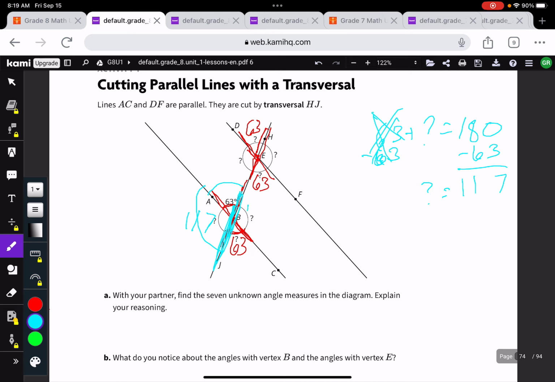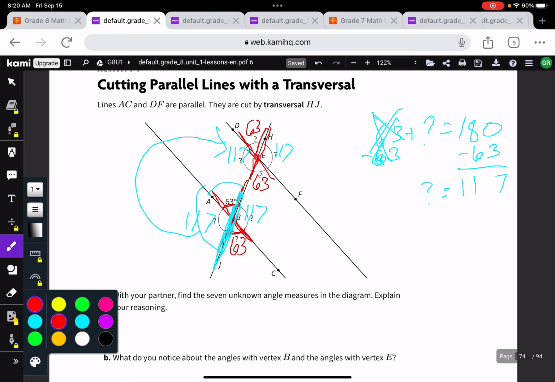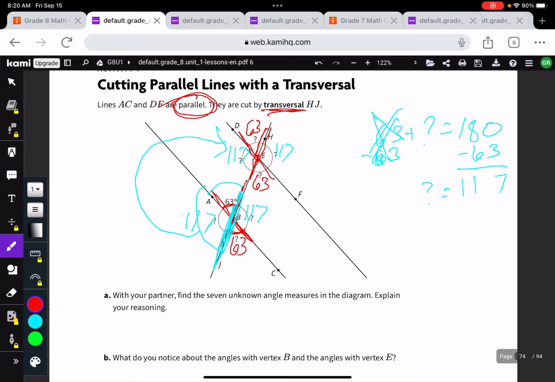If that's 117, guess what? That's also 117. If this is 117, then this is also 117. So this will be identical to that. And the key here is that this only works if lines are parallel, and if they're cut by a straight line, just a fancy word for a transversal. It's just cutting parallel lines in half. And then that means you're getting 2 identical images.